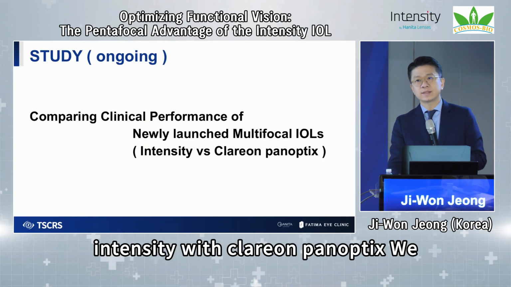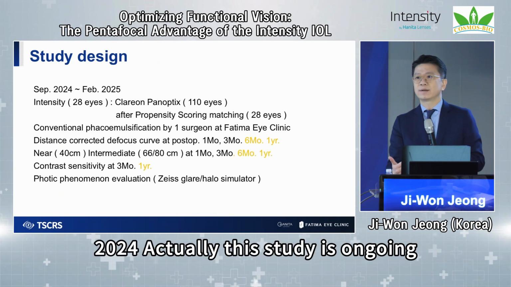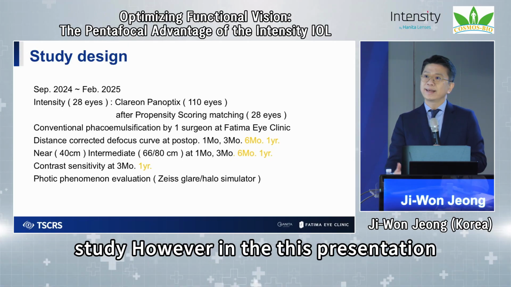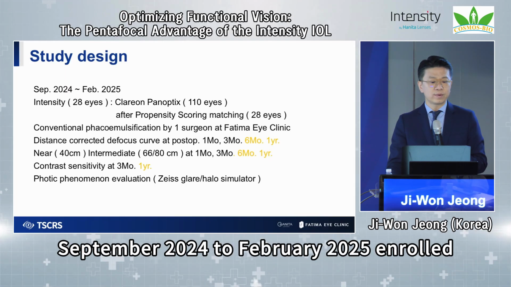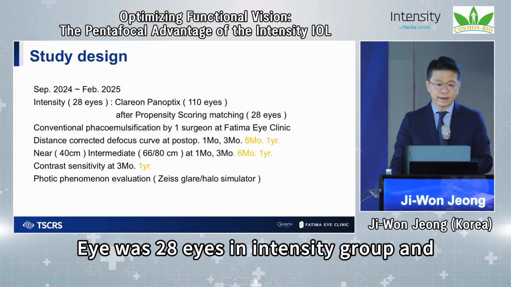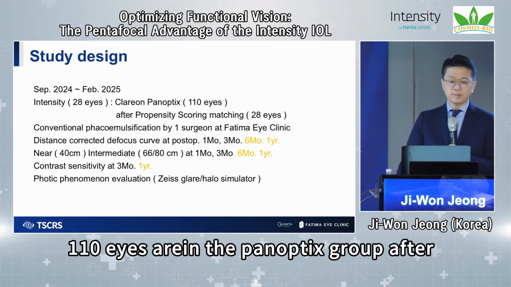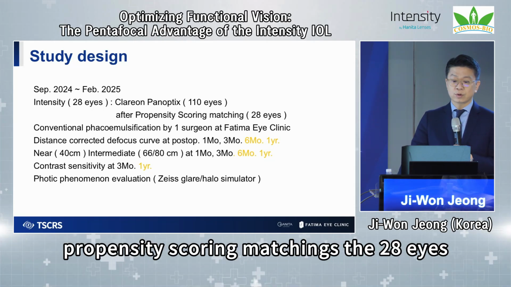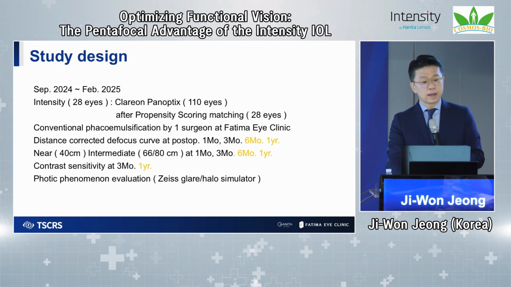We compare the Intensity with the Clara and Panoptics. We started this study in September 2024. This is an ongoing study; however, in this presentation, the data gathering period is from September 2024 to February 2025. Enrolled eyes were 28 eyes in the Intensity group and 110 eyes in the Panoptics group. After propensity score matching, 28 eyes were enrolled in the Panoptics group.